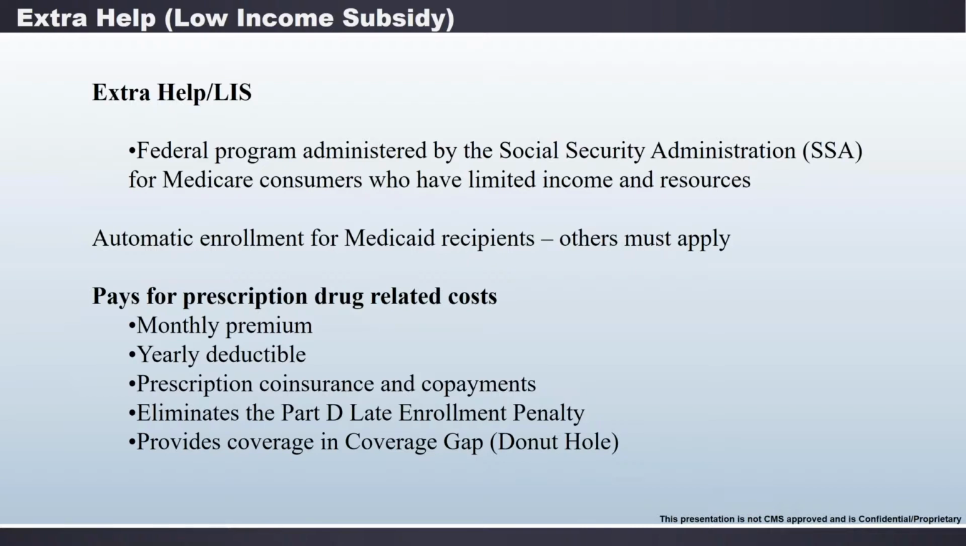Okay, so as you were mentioning, the extra help, the low-income subsidy, also known as Medis, it could be a dual eligible. There's different ways that it's described. So let's get into a little more detail. So LIS is a federal program administered by the Social Security Administration, so the SSA, for Medicare consumers who have a limited income or resources. So automatic enrollment for Medicaid recipients, others must apply.